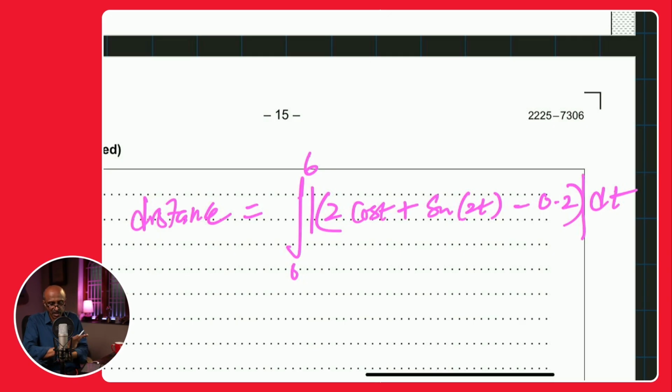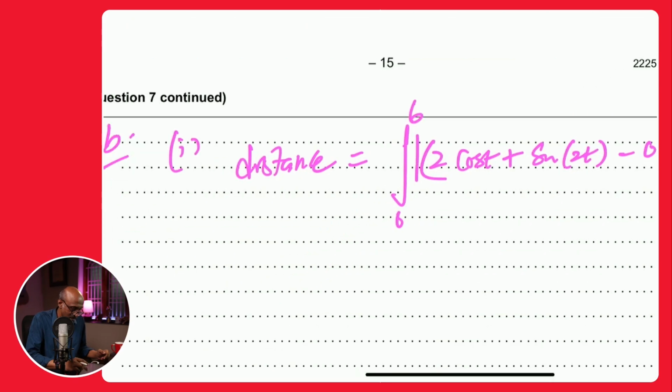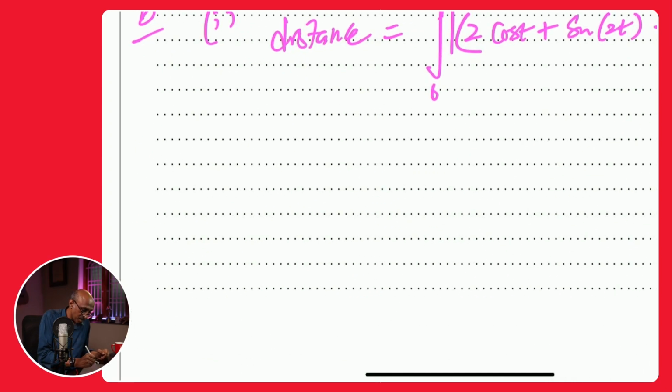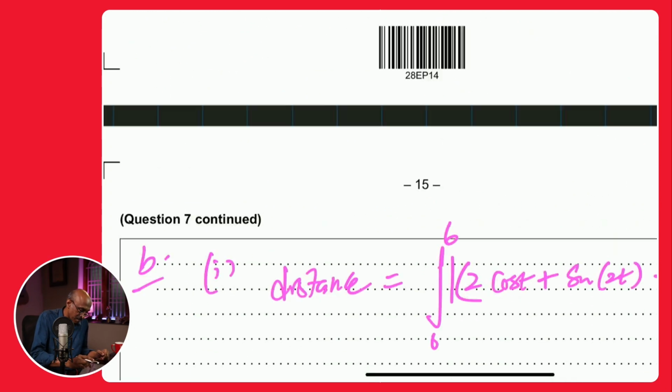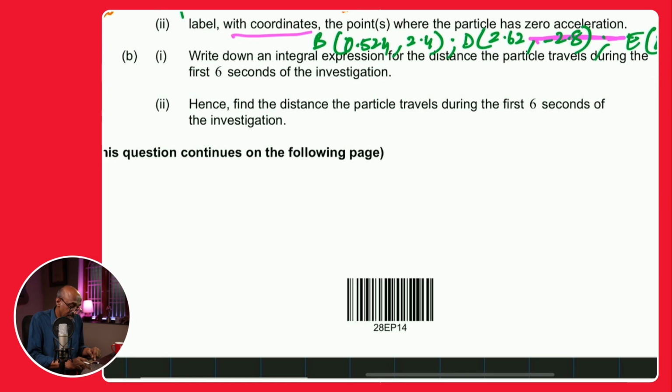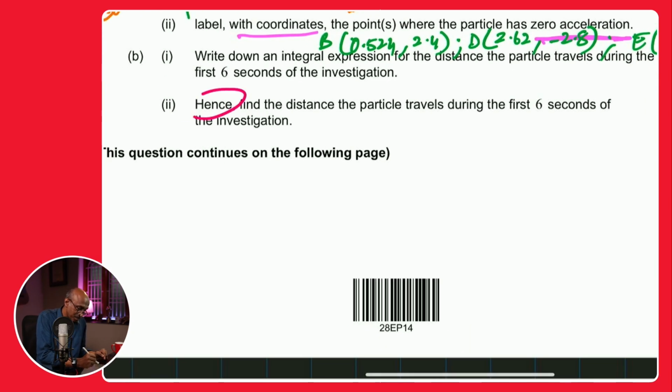That means you're taking care of the fact that it is not going to be negative. That's the integral expression for the distance. Now, part 2, I think, is just asking you to evaluate that. Is that right? Hence, I explained this before in the last video, I believe.